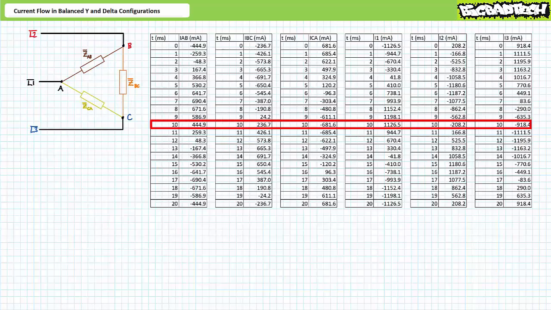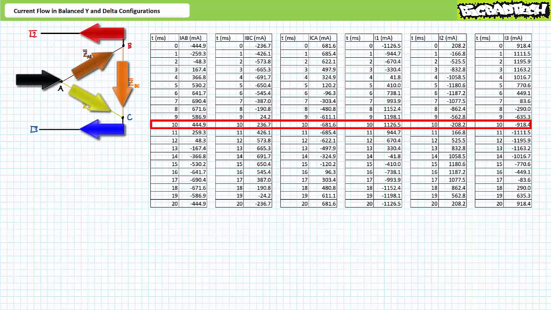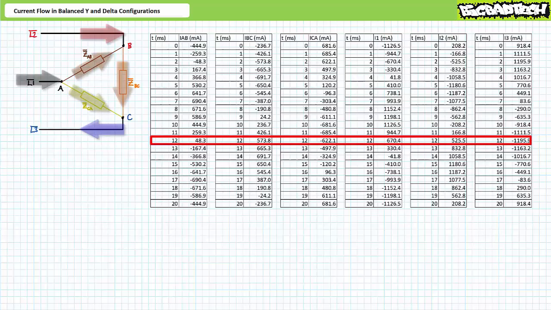At t equals 10 milliseconds, 444.9 milliamperes of current travels A to B, 236.7 milliamperes of current travels B to C, and 681.6 milliamperes of current travels A to C. 1,126.5 milliamperes of current enters node A, 208.2 milliamperes of current leaves node B, and an additional 918.4 milliamperes of current leaves node C. At t equals 12 milliseconds, 48.3 milliamperes of current travels A to B, 573.8 milliamperes of current travels B to C, and 622.1 milliamperes of current travels A to C.